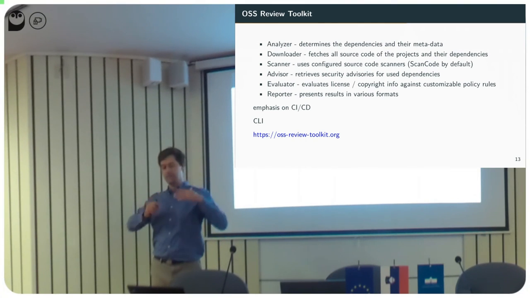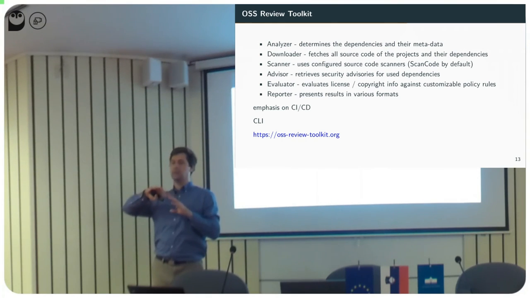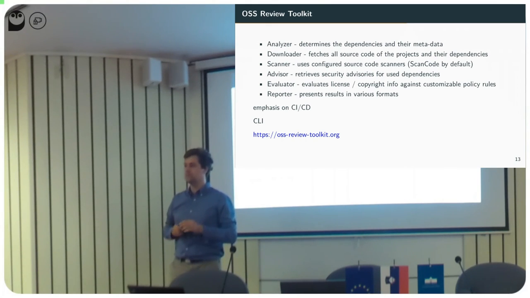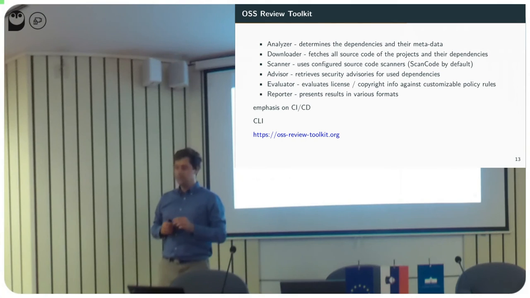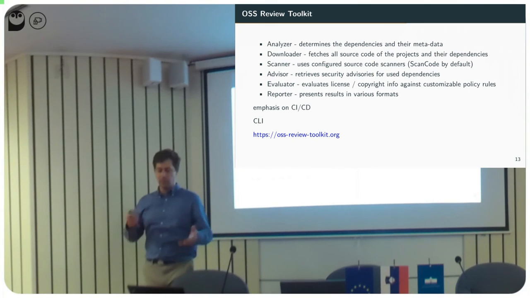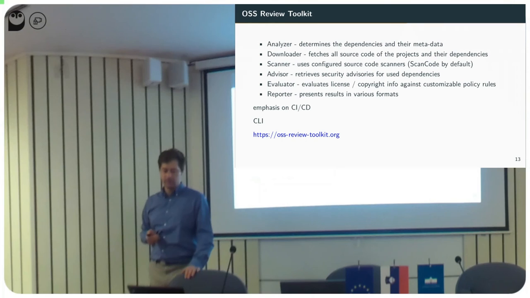And this one has several steps. First, the analyzer generates from the build files a whole dependency tree, all the dependencies as deep as it can get. And then the downloader figures out what the source code is for those versions of those dependencies and downloads all of that. So you can get some traffic and some disk usage. And then the scanner, which is usually ScanCode in practice, scans all of those packages, and then you have the advisor, evaluator, and reporter to do some stuff, like produce a report or warn you on incompatibilities or something like that.